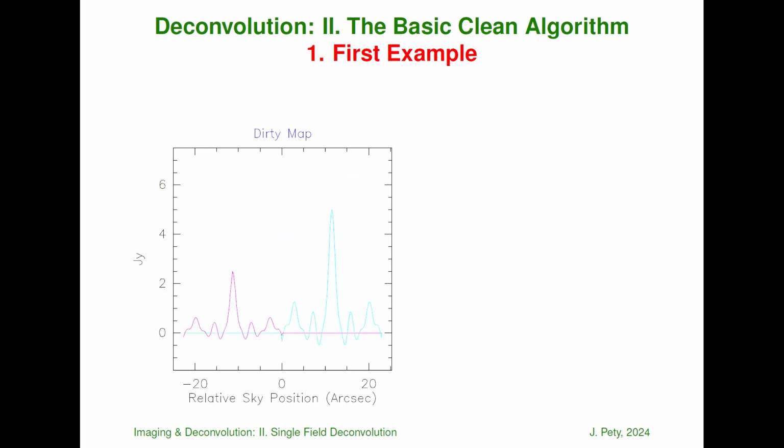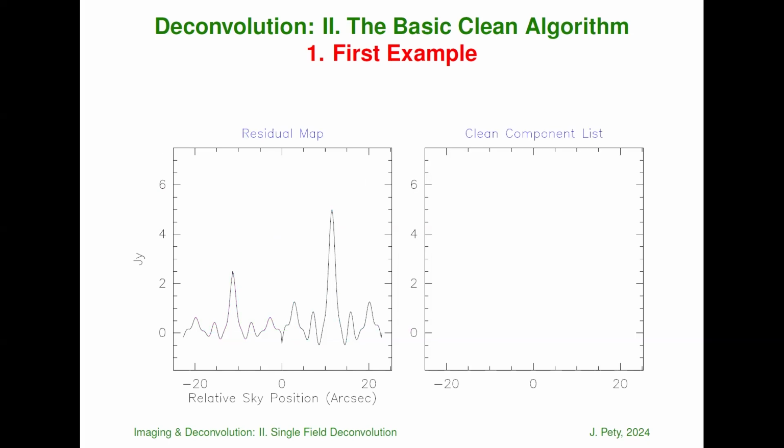Okay, so what is the dirty map? The dirty map is a convolution of the two point sources by the dirty beam. When you have a point source, it's a Dirac, so you just multiply your dirty beam at the position of the point source for the first one. So the peak will be 2.5 here. And for the second one, you multiply the flux of 5 Jansky by the dirty beam, and you add both. And this gives you the dirty image.